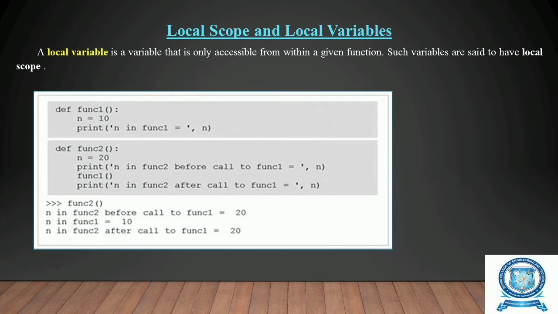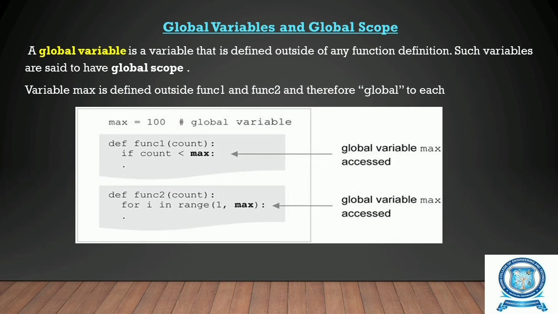So local scope and local variables. The local variable is a variable that is accessible only within a given function. Such variables are said to have local scope. Okay. So in this first function, that is function 1, n is equal to 10 is given. So n value is 10 in this. So print n in function 1, we will retrieve the value as 10. So define function 2, in that n value is 20. So when we are printing these values, n value in function 1 is only 10 and in function 2 only 20. Okay, so since the variables are the same name but in different functions, we have different variables. So outside the function it is not visible.